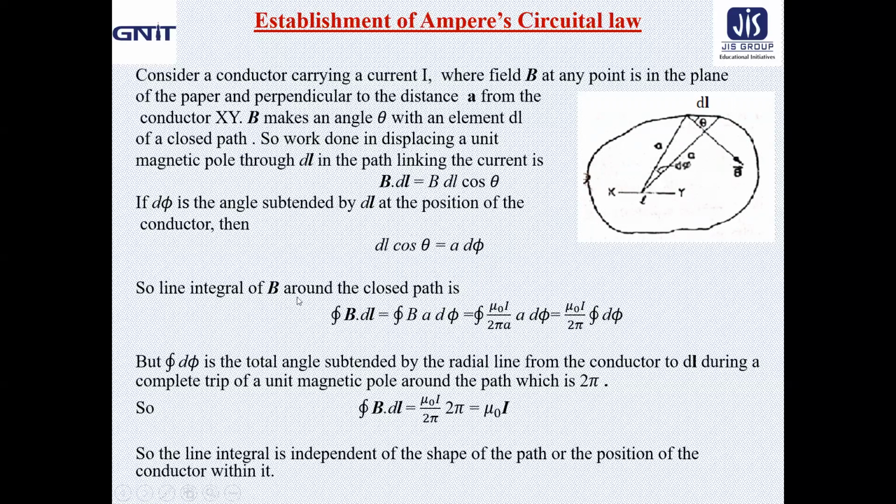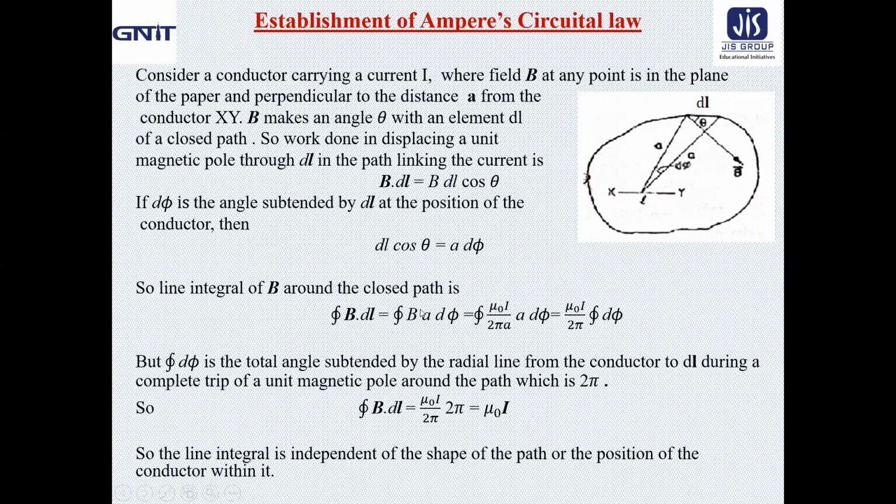So, the line integral of B around the closed path. Previously you considered only a small element of length dl. Now you are considering the line integral throughout the closed path. That means the total work done in carrying a unit magnetic pole once around this closed path linking the current carrying conductor will be given by the closed loop integral of B dot dl. Now B dot dl means B dl cos theta. So what about dl cos theta? That is equal to a into d phi. So the closed loop integral of B into a into d phi.